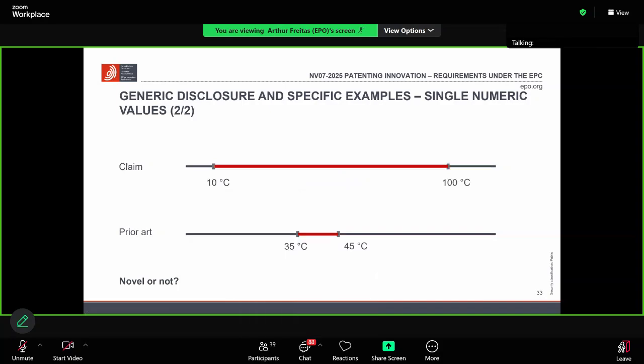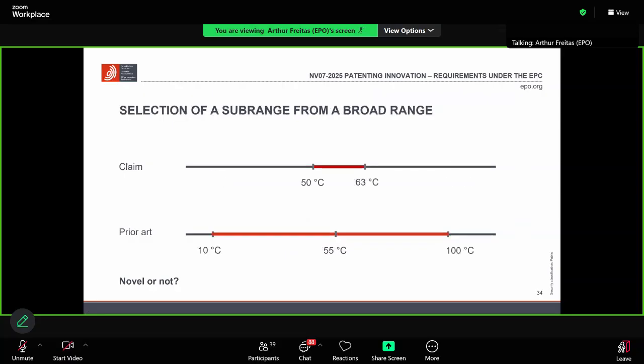Here we have the other way around. You're claiming a lot now. You're claiming, hey, I can cure plastics from 10 to 100 degrees Celsius. So you're asking protection for a lot here, from 10 to 100. If I find a prior art that shows something that falls within the scope of this range, say 35 or 45, I'm destroying novelty of the range. So here it's the same principle of a specific disclosure destroying novelty of a broad disclosure, but applied to ranges.